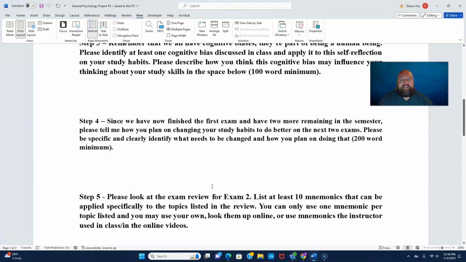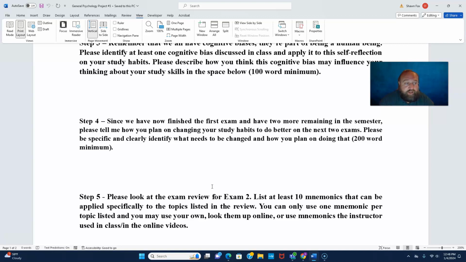Step 4, since we have now finished the first exam and have 2 more remaining in the semester, please tell me how you plan on changing your study habits to do better on the next 2 exams. Please be specific. So this is that really good self-reflection part here, right? 200 words minimum. Tell me what you plan on changing. If you got a really good score in exam 1, maybe this section is going to be like you talking about, this really worked well for me, and this is what I'm going to keep doing. I don't really see the need to change this, and this, but I'll tweak this a little bit, something like that.